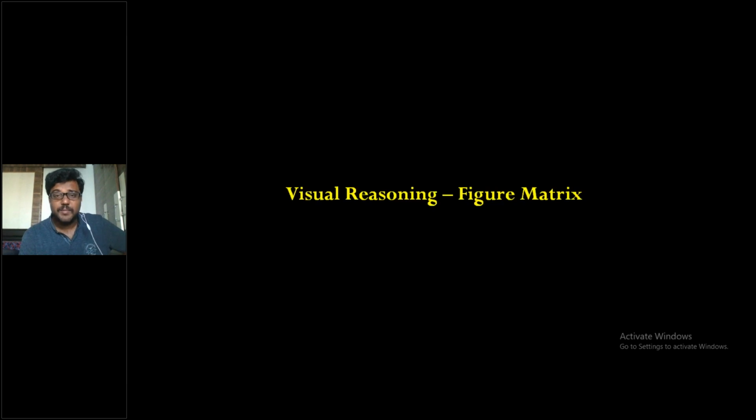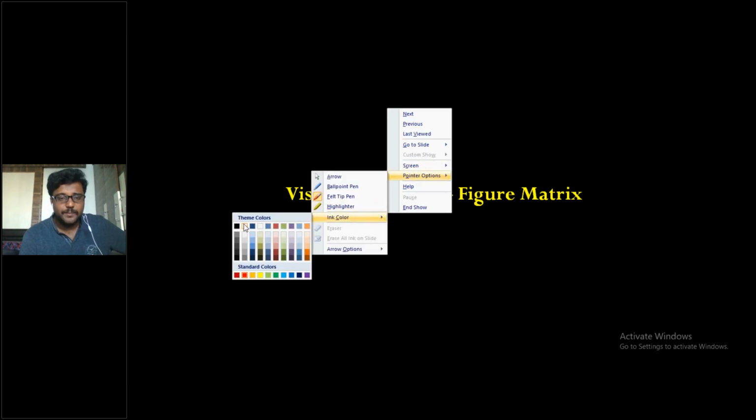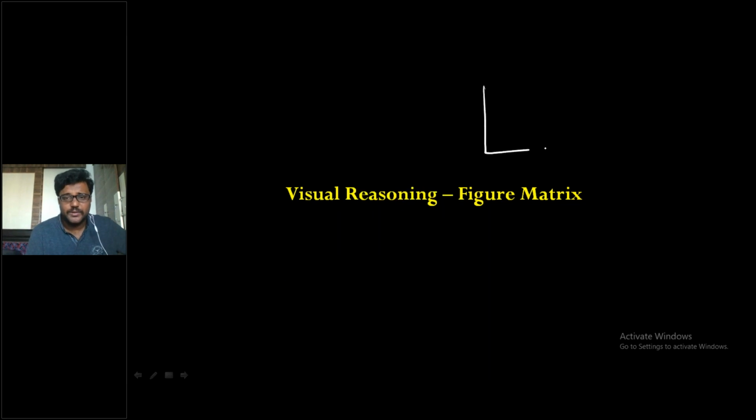Next one is figure matrix. In figure matrix, what you have to do, see, they'll give a 3 by 3 matrix. In general, they'll give a 3 by 3 matrix.